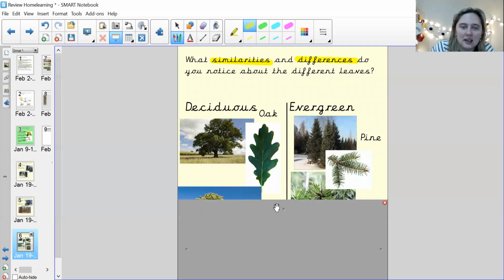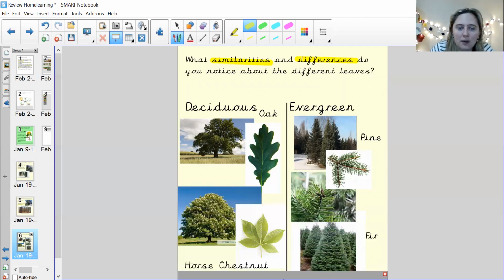Yeah? Let's see another example of that. Here we've got horse chestnut leaf. Again, the leaves are big and flat, aren't they? But here on our fir tree, we've got thin, needle-like leaves. Okay.